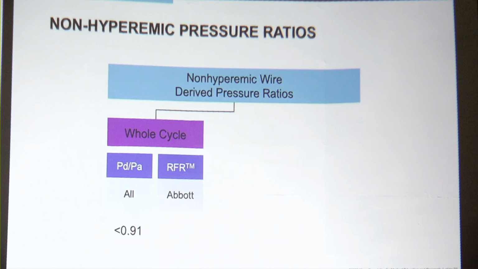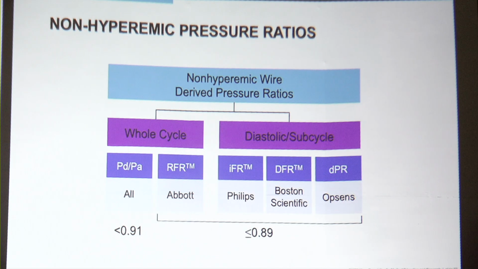Now, as you know, there are many non-hyperemic indices available now. Abbott have a whole cycle index, and then Boston and Opsens have their own. Thankfully, they all use the cutoff of 0.89. Can you imagine if they used different cutoffs? It would just be impossible to think about, or talking to each other about what we're saying, even communicating about what we mean about a lesion. So this they got wise about.